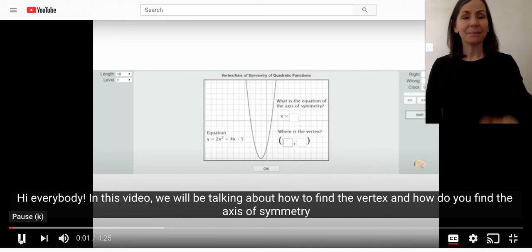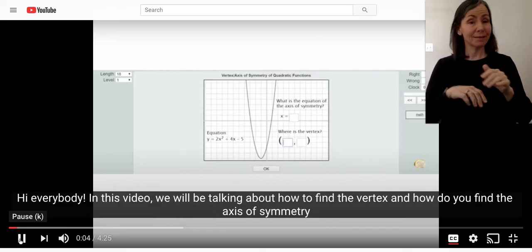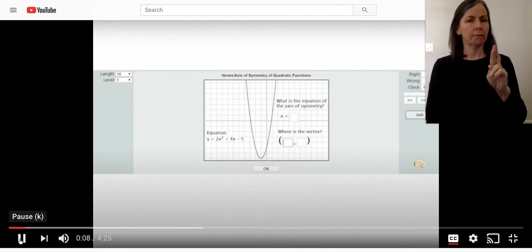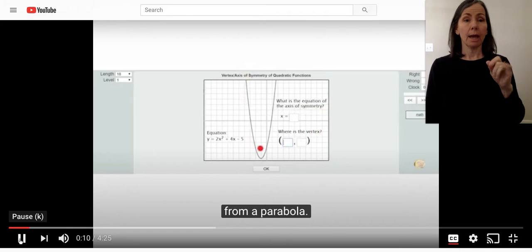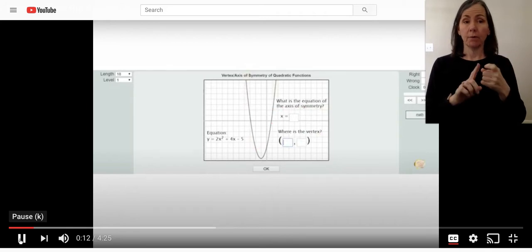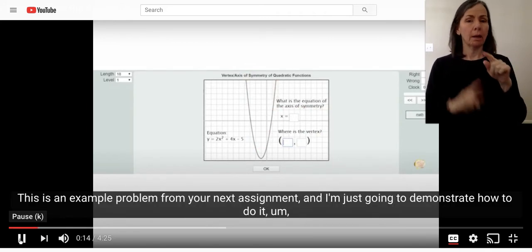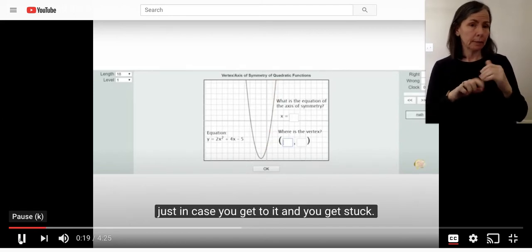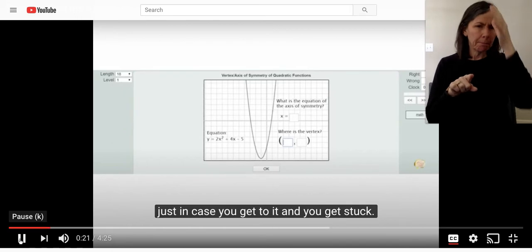Hi everybody. In this video we will be talking about how to find the vertex and how to find the axis of symmetry from a parabola. This is an example problem from your next assignment, and I'm just going to demonstrate how to do it in case you get to it and you get stuck.